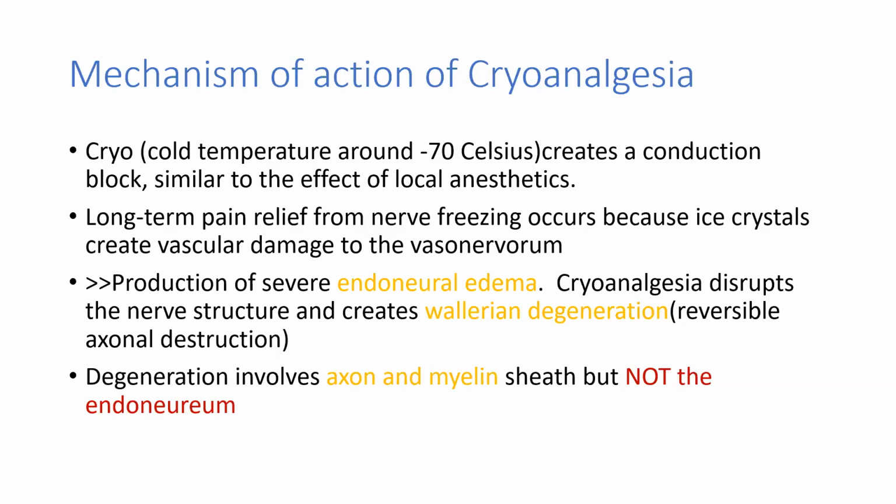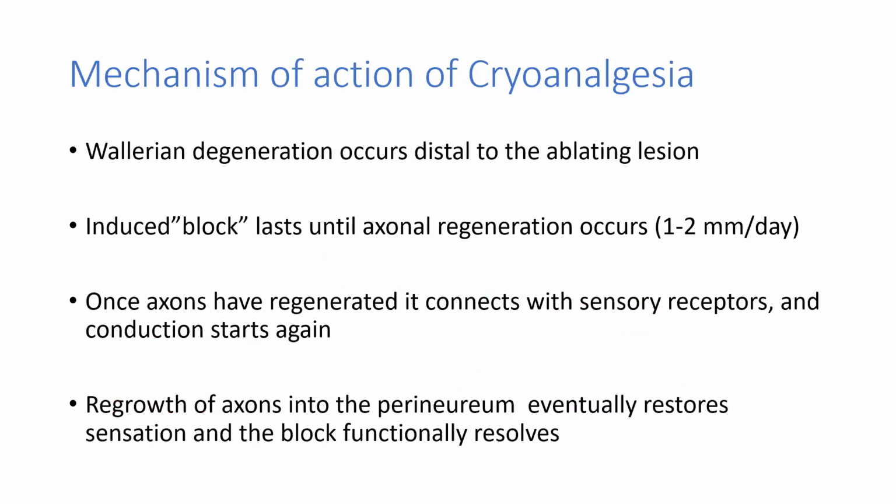And cryoanalgesia disrupts the nerve structure, and I will explain that in detail in the next slide. It creates Wallerian degeneration, which is reversible axonal destruction. The Wallerian degeneration involves both axon and myelin, but it preserves the endoneurium, perineurium, and other layers. Wallerian degeneration happens distal to the ablating lesion, and the block lasts until axonal regeneration occurs. Typically, regeneration starts at a rate of 1 to 2 millimeters per day.